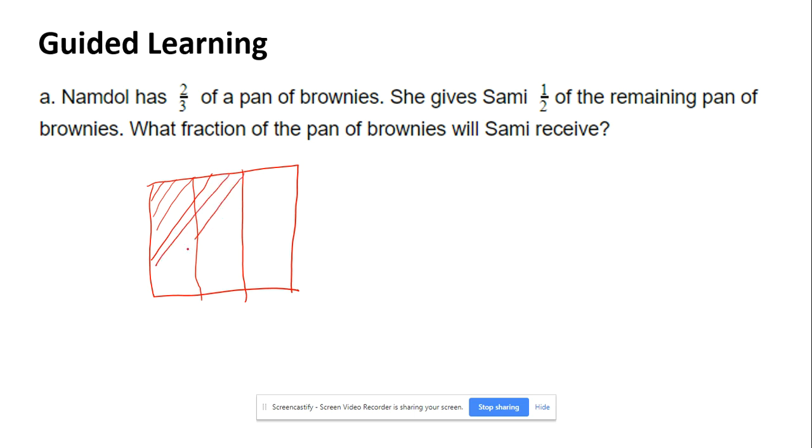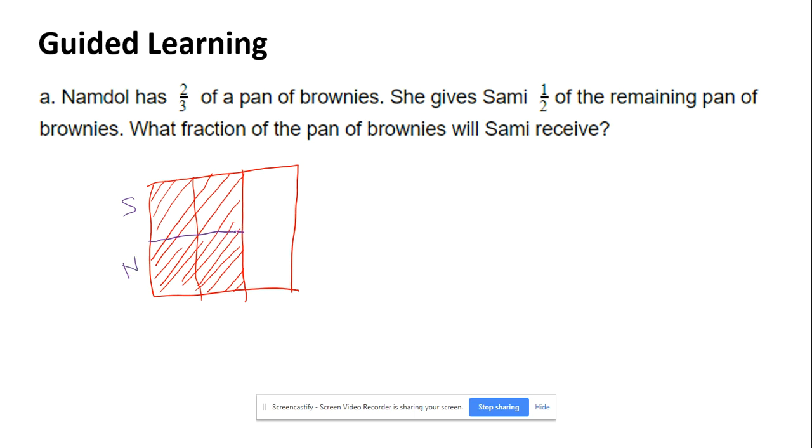Please do this on your paper as I'm doing this here. All right. So the shaded red represents what fraction of the pan of brownies Nandal has left. She's going to give Sammy half of these brownies. So I'm going to use another color. Let's see, we'll do purple. So she's going to give Sammy half of the remaining brownies. So we're going to cut this in half. So this part's going to go to Sammy, and this part will go to Nandal.